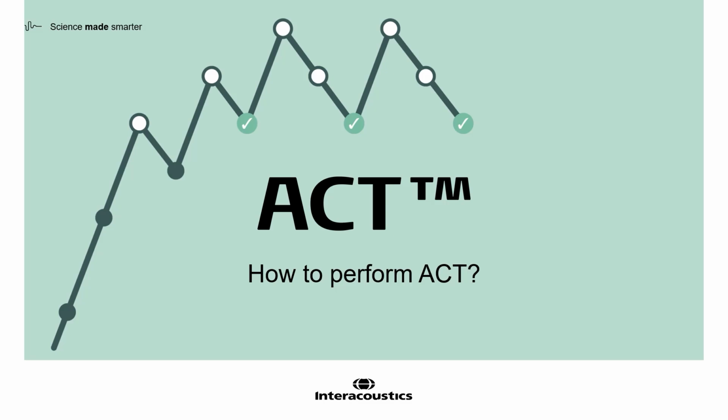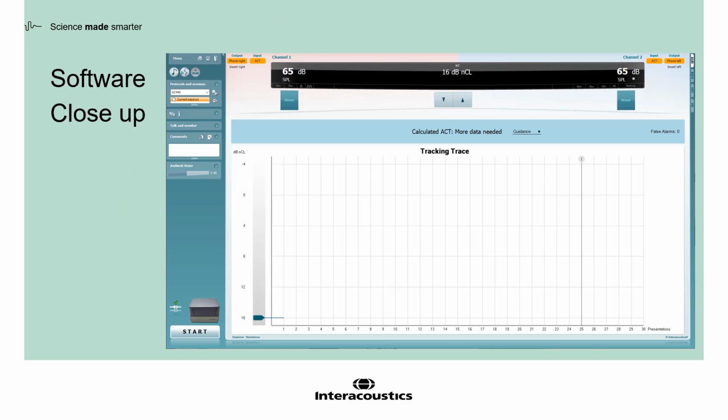Now let's take a look at the ACT software and how we perform it. I'll show you what it looks like today using the Interacoustics Affinity Compact. This is a close-up of the ACT software screen. You can see the presentation numbers on the x-axis and the ACT value in dB/NCL on the y-axis. There's a line at 25 presentations because this is where you begin to risk patient fatigue. In order to avoid hitting or going over 25 presentations, it's very important not to time lock the patient during testing.